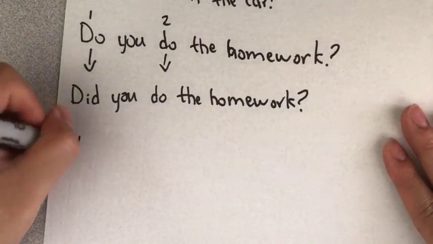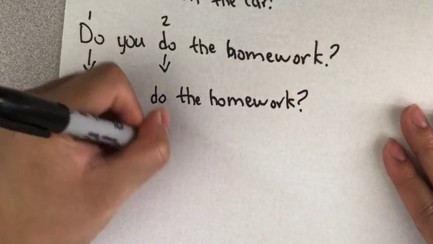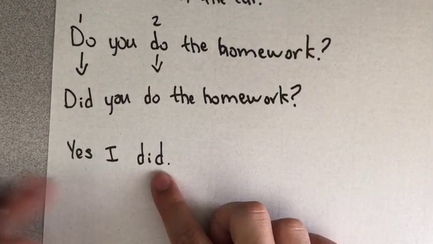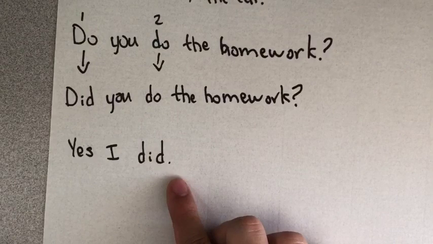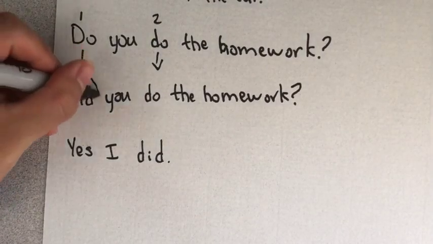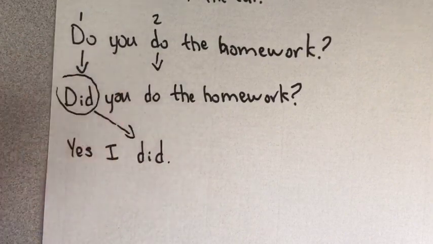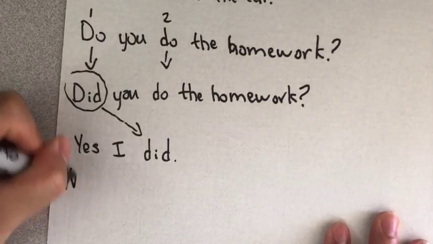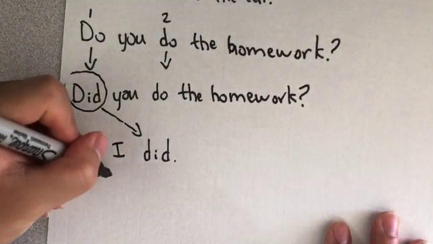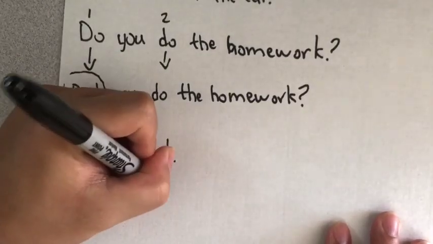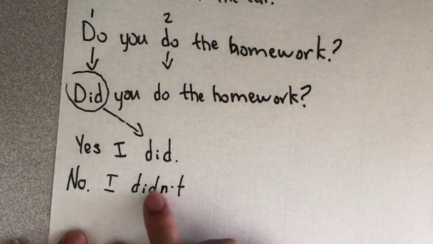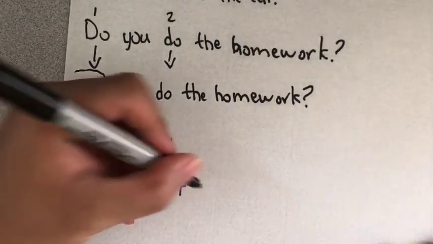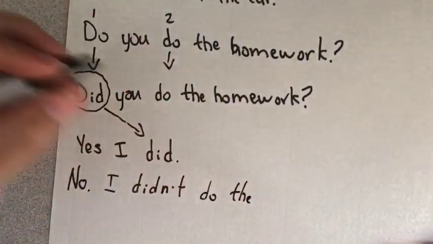Now, we can say, yes, I did. This sentence is in past tense because we use did. Did you do the homework? Yes, I did. Let's talk about no. I didn't. We use didn't for negative sentences. So for no sentences, we use didn't. I didn't do the homework.